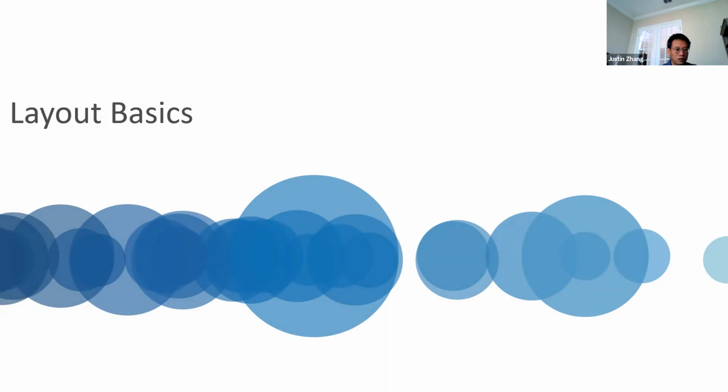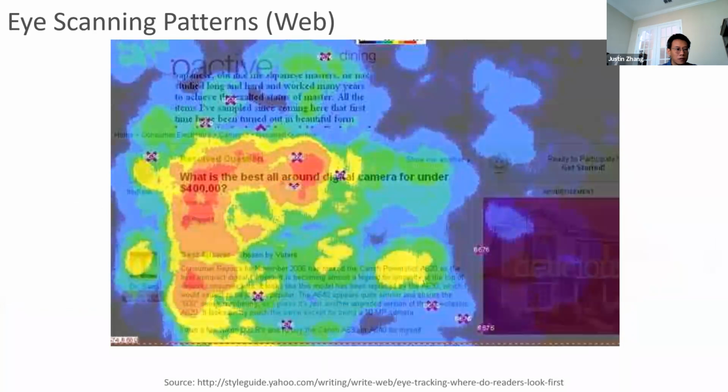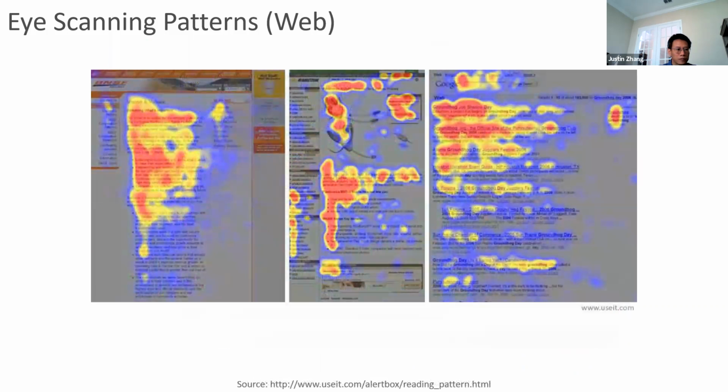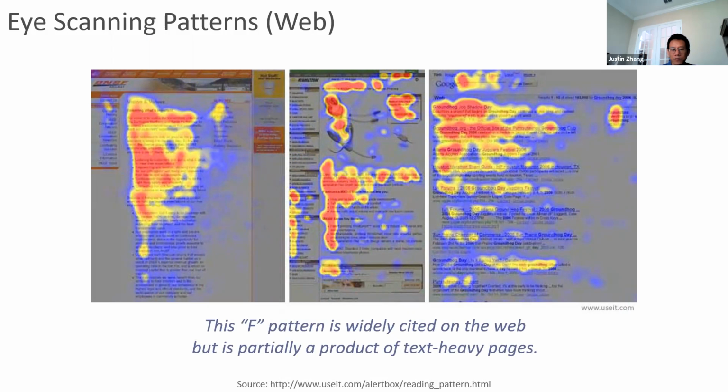Now let's talk about how to design an effective layout. When we scan a page, how do our eyes move? Here you can see the red colors indicate more visual attention on the page. It's more like a capital F letter. This F pattern is widely used in web page design. We can also apply this principle in designing our dashboard.